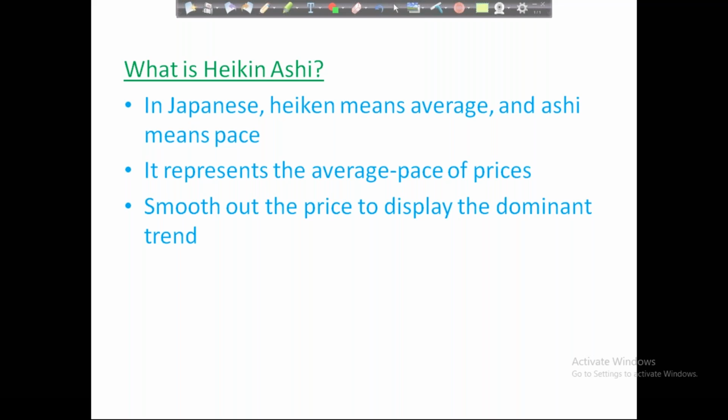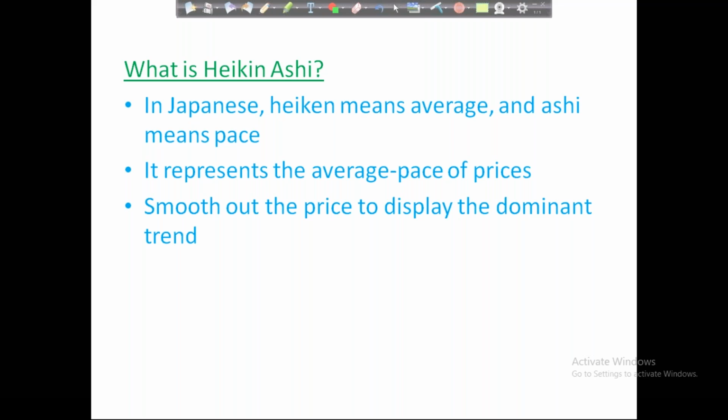So when price is running and we are using normal candles, we see various types of candles forming there. Doji pattern, hammer pattern, engulfing pattern, various types of patterns are forming. But in Heiken Ashi, we will find only 3 types of pattern. I'll discuss that. It smooths out the price and displays the dominant trend, and by using Heiken Ashi, most of the people are finding the trend.